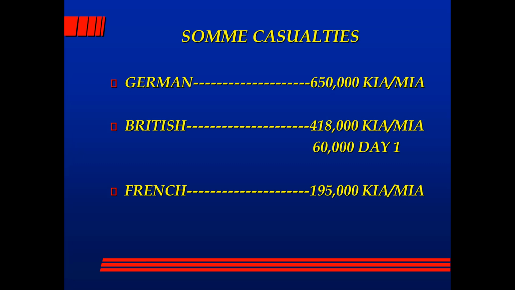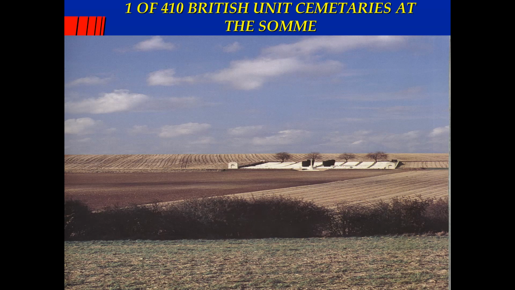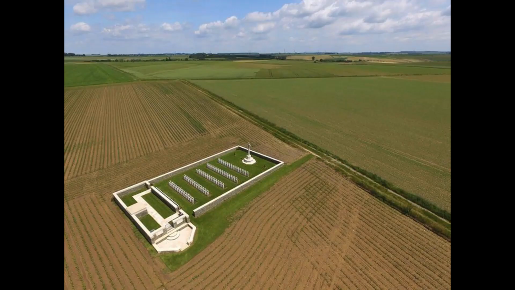And there's almost another, and missing. And they have about the same number at Verdun. So you can see why I refer to 1916 as the year of blood. The killed in the Battle of the Somme are laid to rest in 410 cemeteries in the area. That's just British units. Here's one picture showing an isolated unit. Here's an aerial view showing another unit.